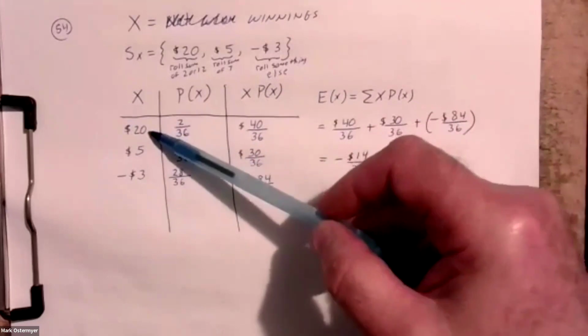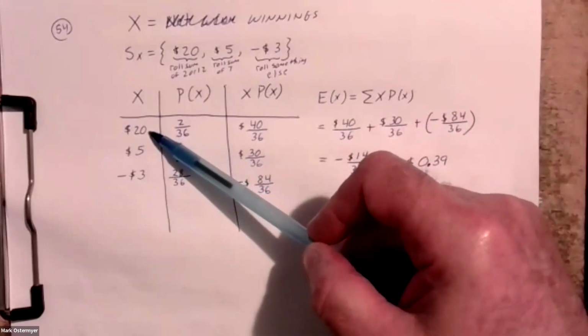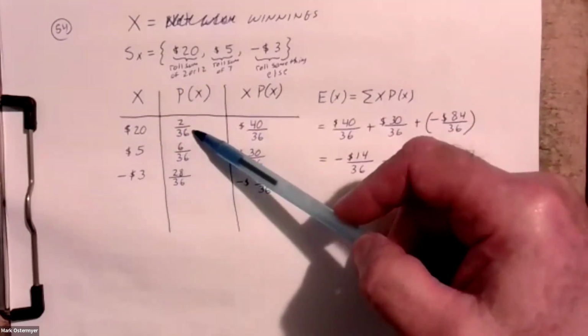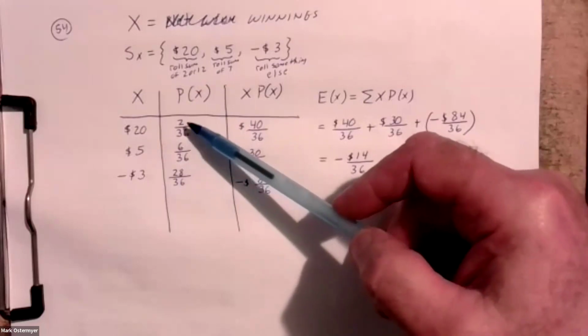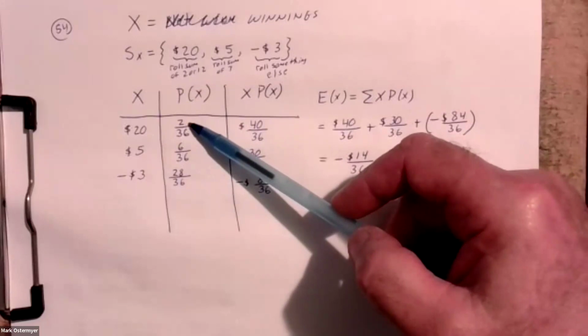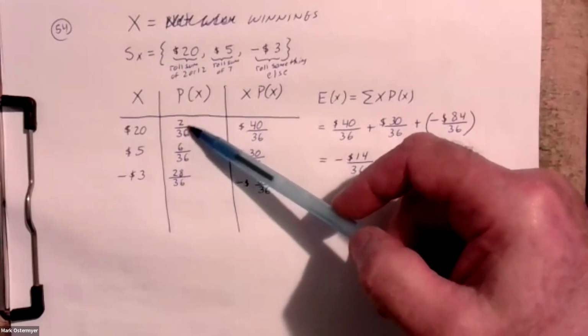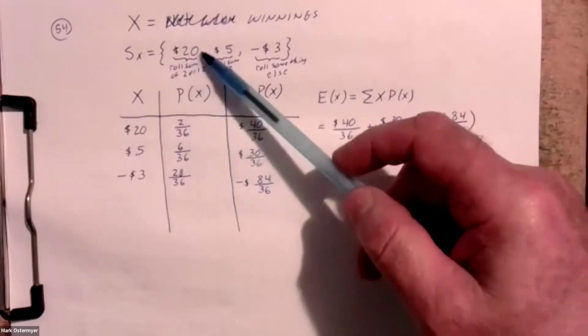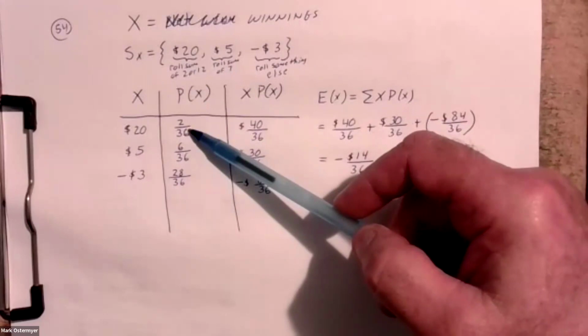Make this table here. This is if you win $20. The probability of rolling a 2 or a 12 is only 2 over 36. There's only two ways to roll a sum of 2 or a 12. If you roll a 1 and a 1 or a 6 and a 6, that's the probability that you'll win the grand prize $20.